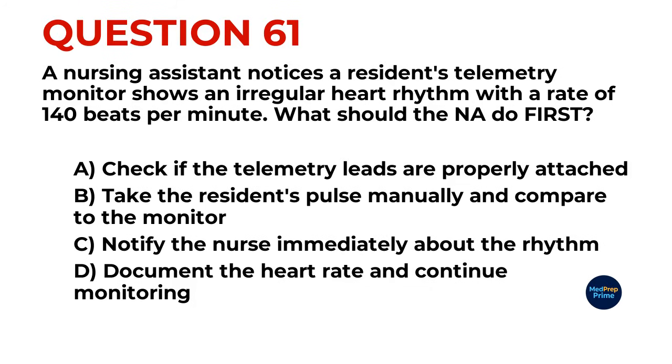A nursing assistant notices a resident's telemetry monitor shows an irregular heart rhythm with a rate of 140 beats per minute. What should the NA do first? Option A, check if the telemetry leads are properly attached. Option B, take the resident's pulse manually and compare to the monitor. Option C, notify the nurse immediately about the rhythm. Option D, document the heart rate and continue monitoring.